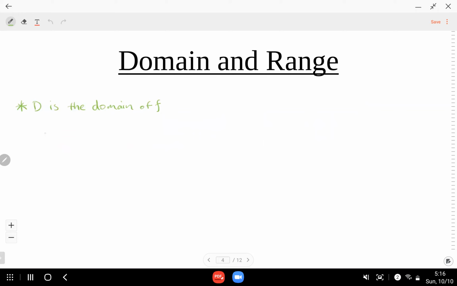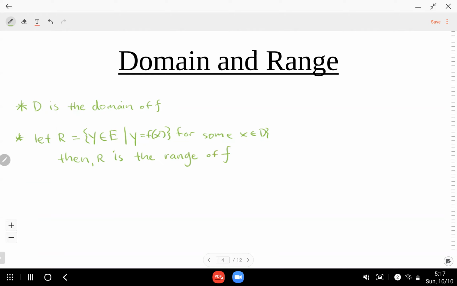The range, let's say we have R. Let R equal the set of y in E such that y equals f(x) for some x that is part of D. Then R is the range of F. Okay, so that is the domain and range.